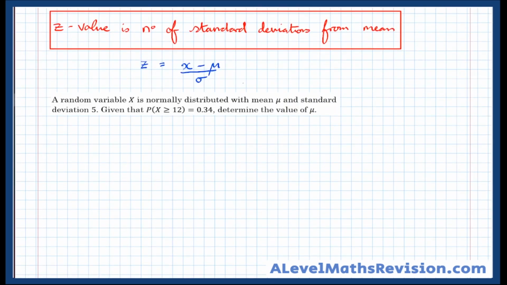And there's the question there. A random variable x is normally distributed with mean mu and standard deviation 5. Given that the probability that x is greater than or equal to 12 is 0.34, determine the value of mu.